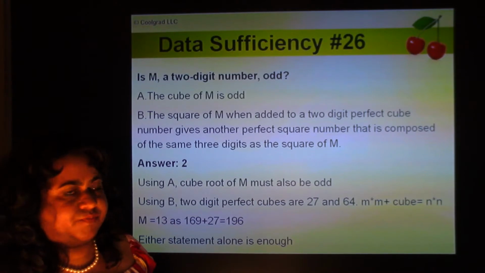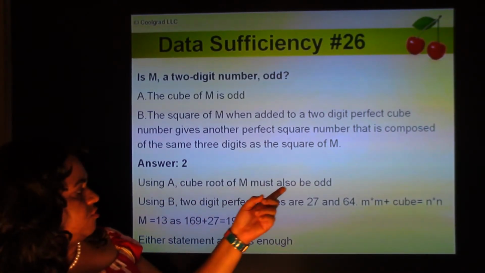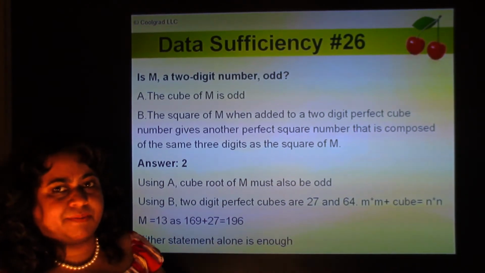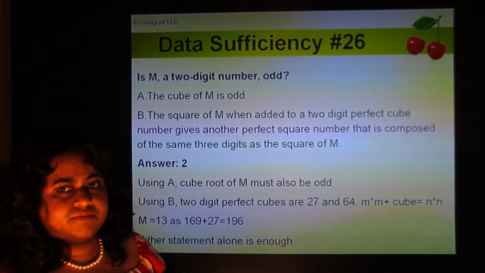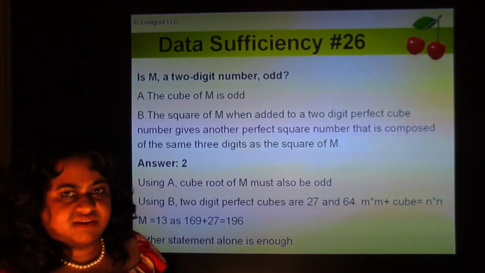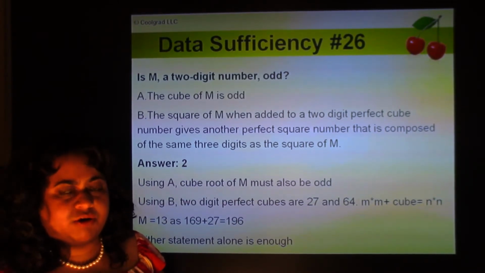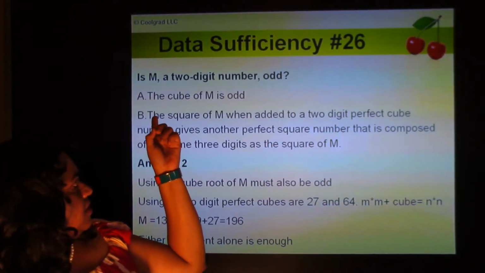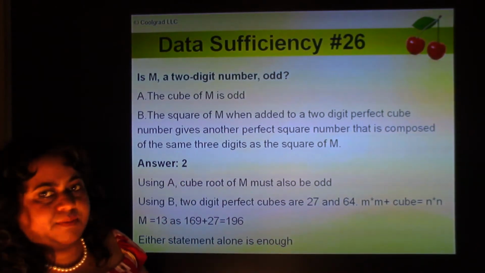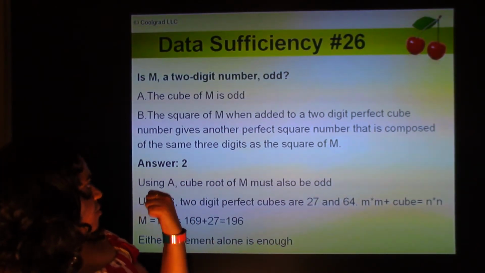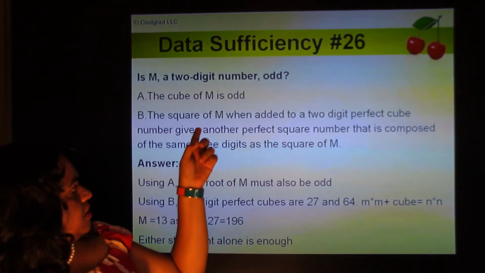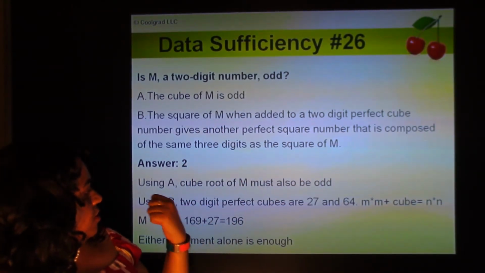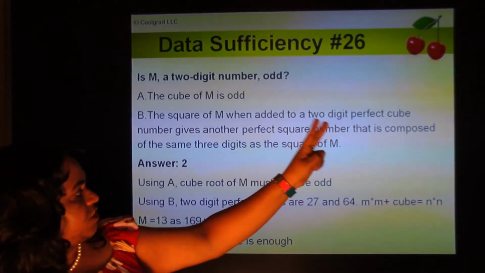Using statement A alone. The cube root of m must also be odd. So only an odd number multiplied by itself can give you an odd number, right? If you have an even number, its cube will definitely be even. Only an odd number can have a cube as an odd number, right? So if the cube of m is odd, then definitely m is odd. Using statement B alone. So m square plus a 2-digit perfect cube.